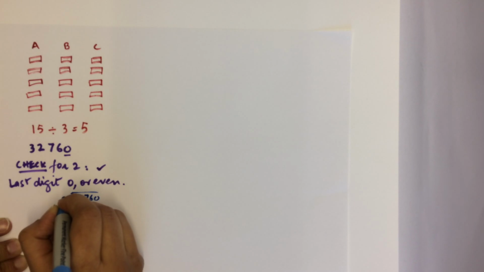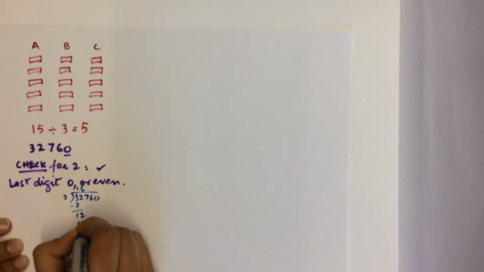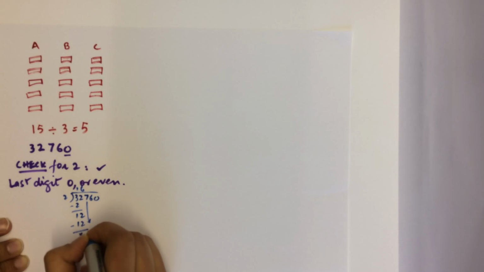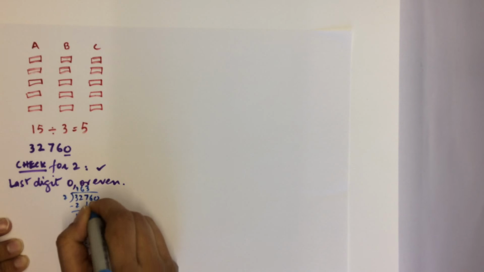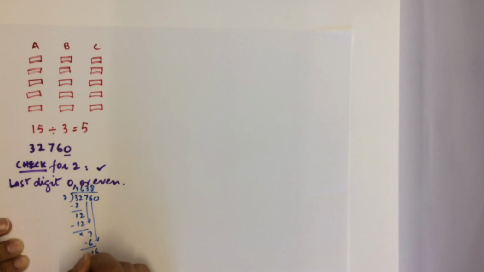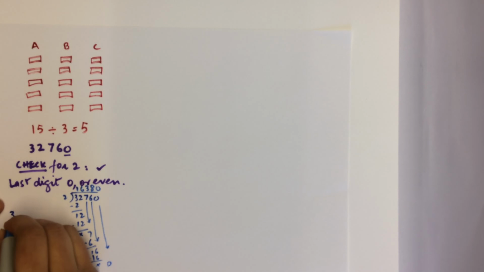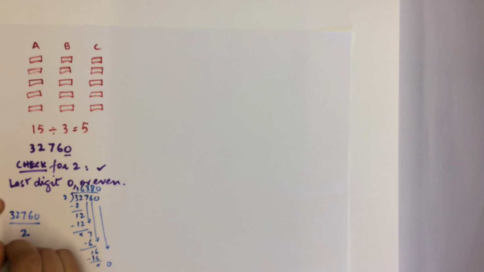32,760: 2 goes into 3 one time, 1 times 2 is 2. 2 goes into 7 three times, 3 times 2 is 6. Then 2 goes into 16 eight times, 8 times 2 is 16. Then 2 goes into 0, 0 times. So 32,760 divided by 2 equals 16,380. The check worked well here.